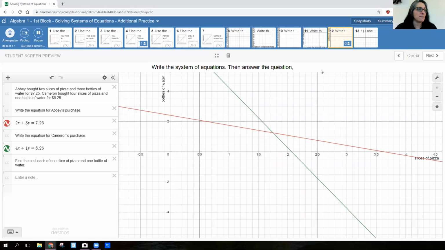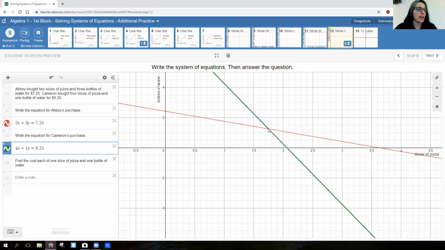So you should see a system. They are going to intersect at a certain spot. Make sure you get your green line there. So the X coordinate represents how much a slice of pizza costs. So $1.75 for a slice of pizza and $1.25 for a bottle of water.